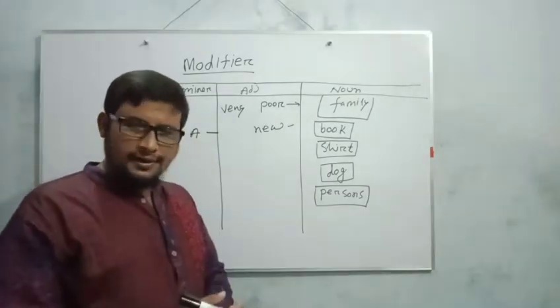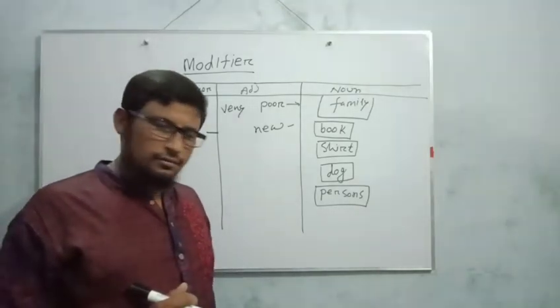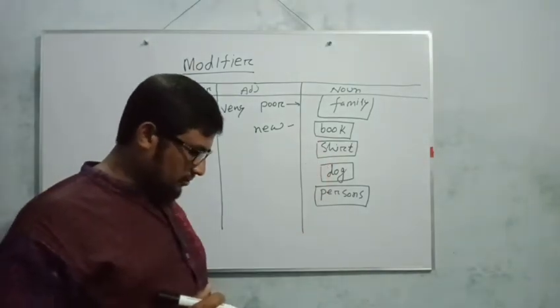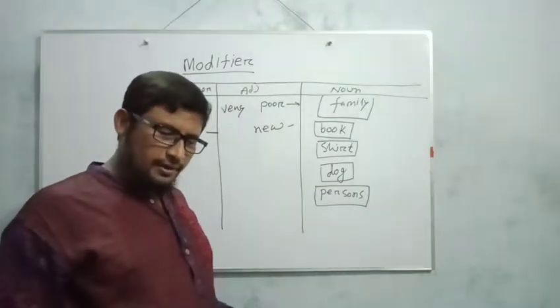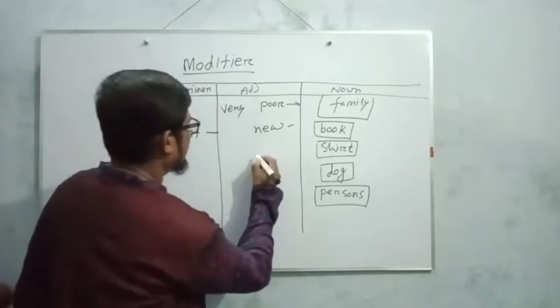More than one modifier can be placed before a noun. We can follow another word, that is shirt. Shirt is also a noun, and in the same way we can also add another adjective, that is white.